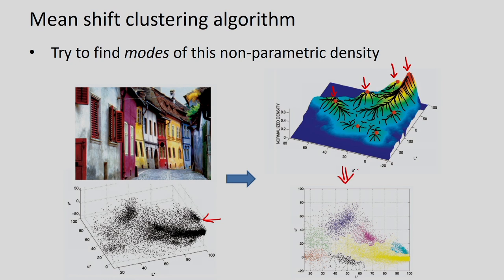Corresponding to these modes, I have clusters. So this is one cluster. This corresponds to another cluster. This corresponds to one cluster. This corresponds to one cluster. So I will be getting all these clusters based on this probability density function. You can see the modes of the density function, and corresponding to this I will be getting the clusters like this. And based on these clusters I can do the segmentation.